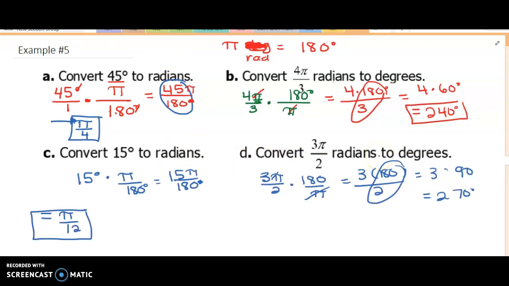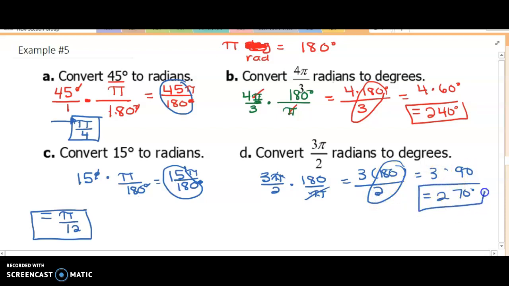All right, so on C, you take the 15 degrees times pi over 180. The degree symbol cancels. You're left with 15 pi over 180, and 15 over 180 reduces to 1 over 12, so you're just left with pi over 12. Anytime you're putting this in Big Ideas, it wants you to give radians. You want pi in your answer. All right, so on D, convert 3 pi over 12 radians to degrees. Here you'd multiply by 180 over pi so that the pi's can cancel. So then you're left with 3 times 180 over 2. Well, guys, 180 over 2 is just 90, so 3 times 90 is 270 degrees.